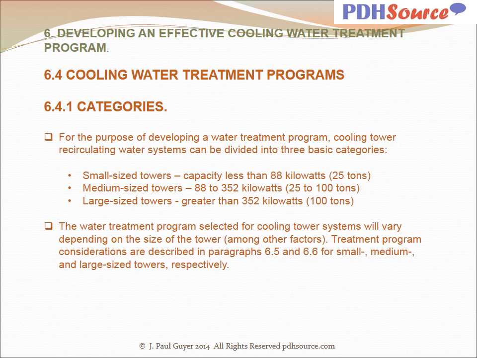With regard to cooling water treatment programs, for the purpose of developing a water treatment program, cooling tower recirculating water systems can be divided into three basic categories. Small-sized towers, capacity less than 25 tons, medium-sized towers, 25 to 100 tons, and large towers over 100 tons. The water treatment program selected for cooling tower systems will vary depending upon the size of the tower as well as other factors. Treatment program considerations are further described for small, medium, and large size towers.